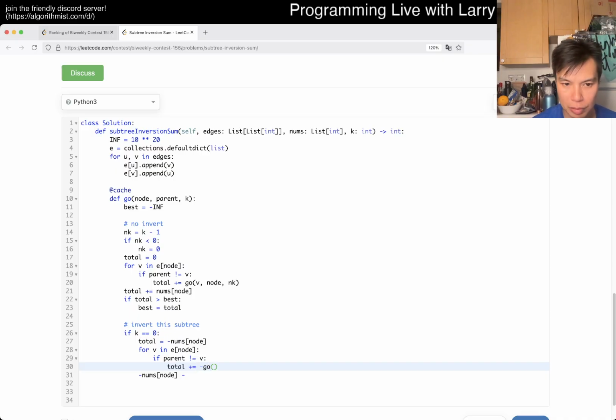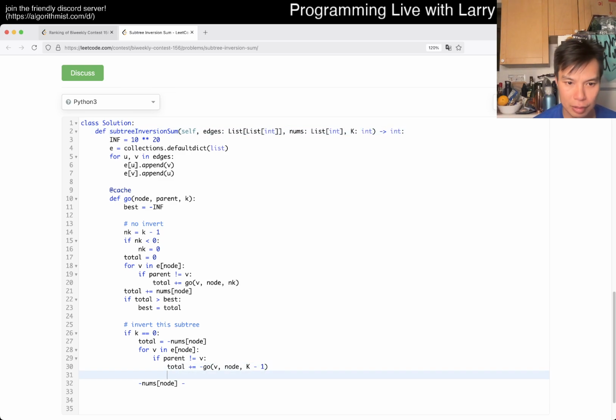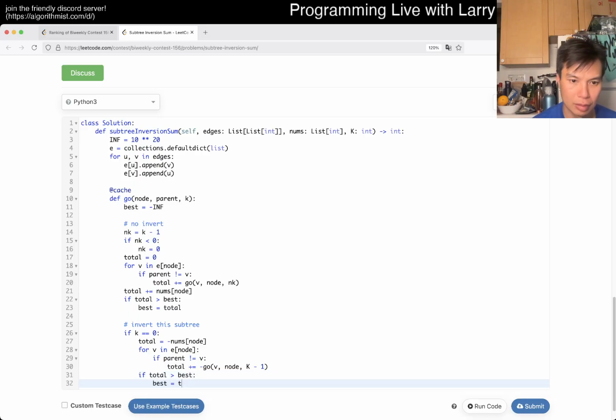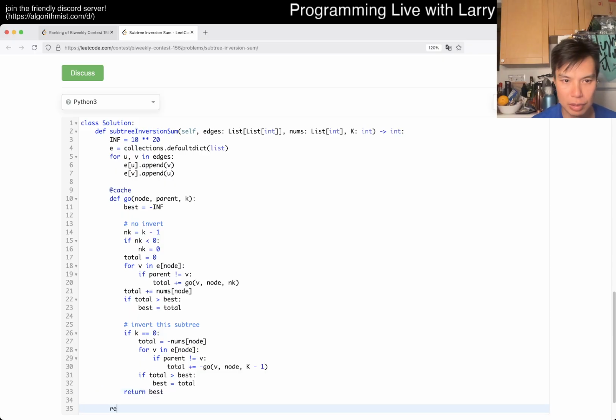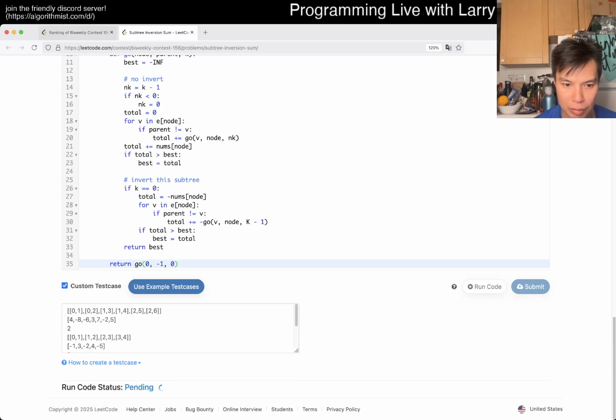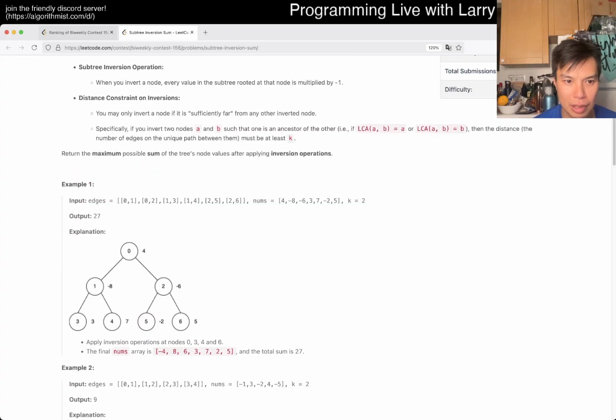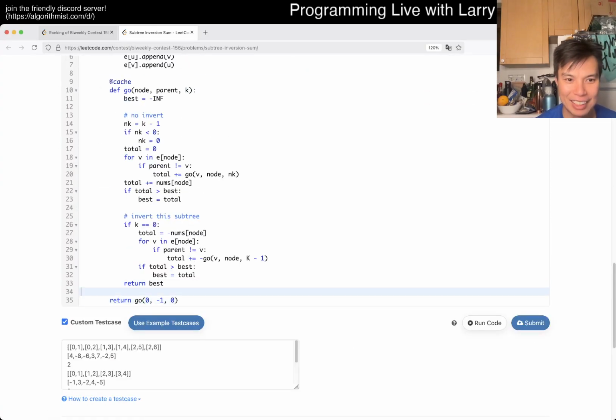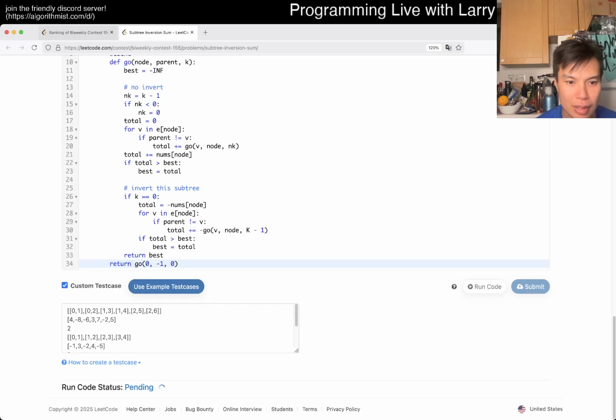Negative go v, node. Being k is not great. Okay, we'll just make a big k. That means that we have to go at least k. Minus 1 for the edge, I think. Right. So then now, return best, right? And then we just return go 0, -1, 0, because we don't have any distance, and we are good. Maybe 993. We're not good yet. Okay. So this is 993.